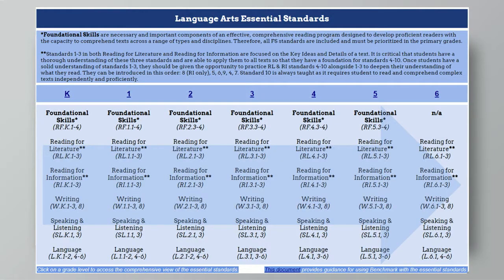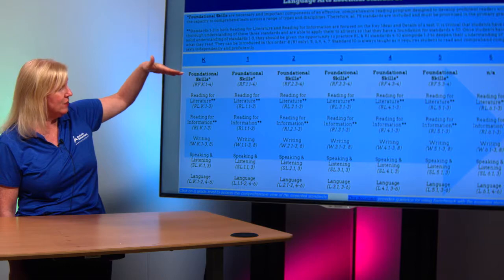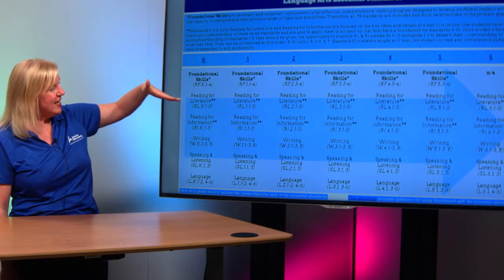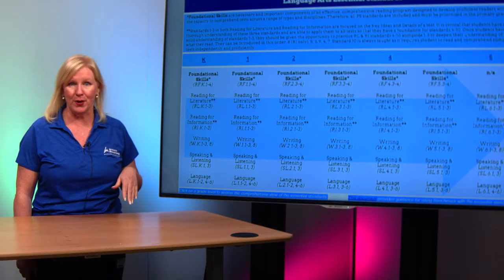What is different is that we're really focusing teaching and learning and assessment on essential standards. We've narrowed down the standards to what's most critical for students to know before they move into the next grade level. Here you have a list of all of the language arts essential standards by grade level. And you can see that in language arts, for example, we have these domains: foundational skills, reading for literature, reading for information, writing. These are the same domains that you're going to see on your child's report card.